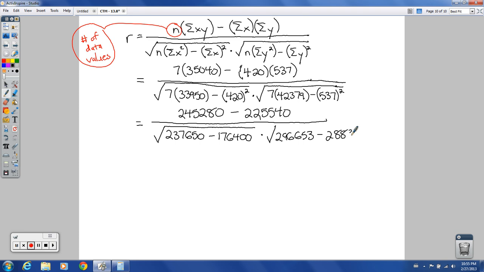288,369. Okay, so the square root of all that. I want to just double check and verify this with the work I had done before. Okay, it looks good, so we will continue.